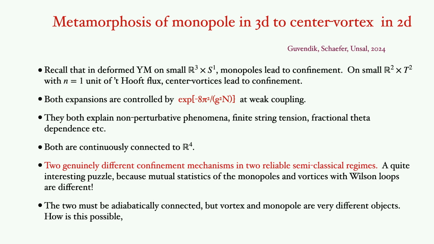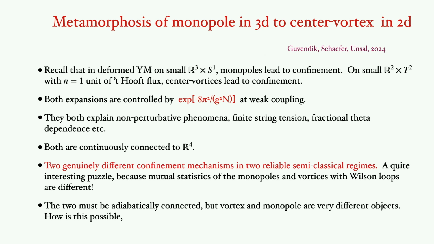But I told you something. In 3 dimensions, it is proliferation of the monopoles that causes confinement, and in 2 dimensions, it is necessarily proliferation of the center vortices that causes the confinement. And in fact, we can realize this in semi-classical scenarios. On R3 cross S1, in adjoint QCD with heavy fermions, we have center stability, and you can show that there's a monopole-induced confinement. On R2 times T2 with 1 unit of 't Hooft flux, you can actually show that center vortices lead to confinement.